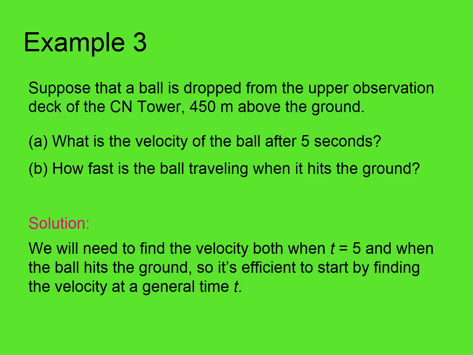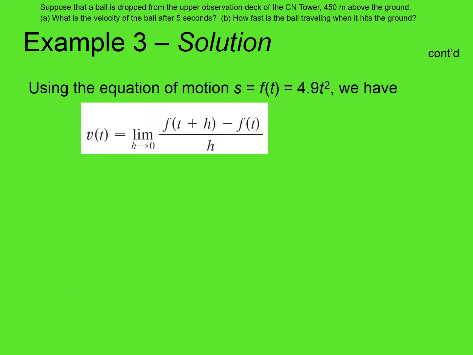We will need to find two different velocities, both when t equals 5 and the velocity when the ball hits the ground. So let's just get a general velocity. It's efficient to start by finding the velocity at a general time t that we can apply when t is 5 and when t is however long it takes for the ball to hit the ground. Okay, so let's get this general velocity.